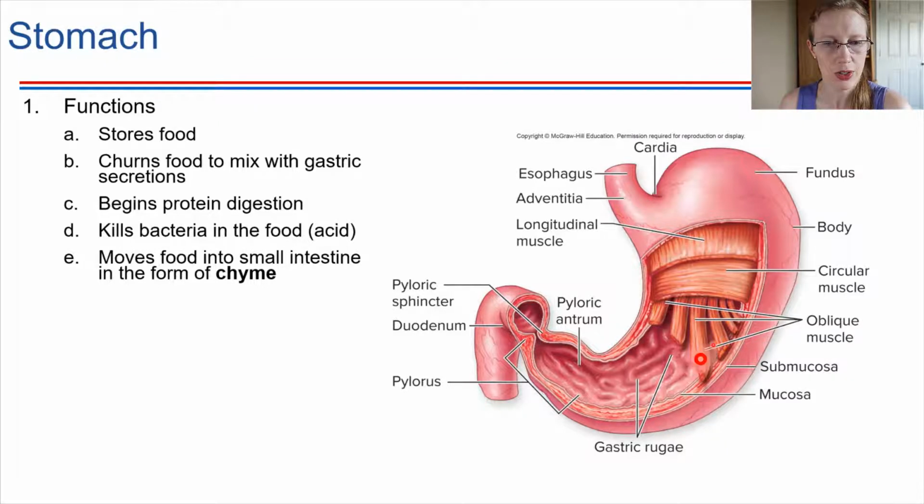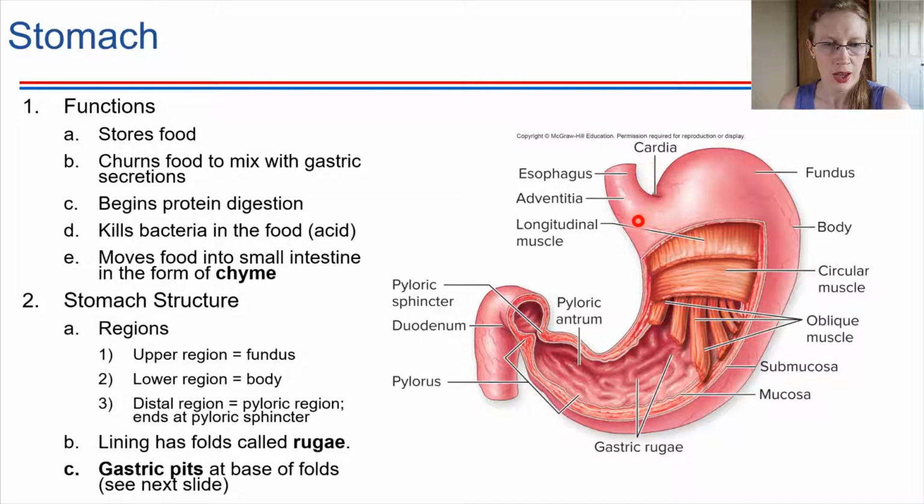The stomach has a few different areas. This top section is called the fundus, and then the main body is called the body, and then this lower region, the distal end, is called the pyloric region. At this distal end, there is another sphincter. This is called the pyloric sphincter valve, and this is what provides a separation between the stomach and the small intestine. The duodenum is the first section of the small intestine. We'll be getting to that next.